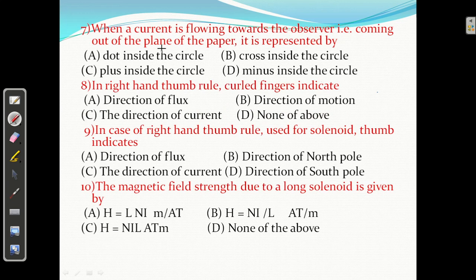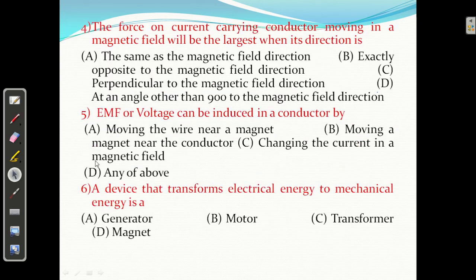Fourth question is what? Perpendicular to the magnetic field. यहाँ थीटा कितना हो जाएगा, 90 डिग्री. तो C is the correct answer.